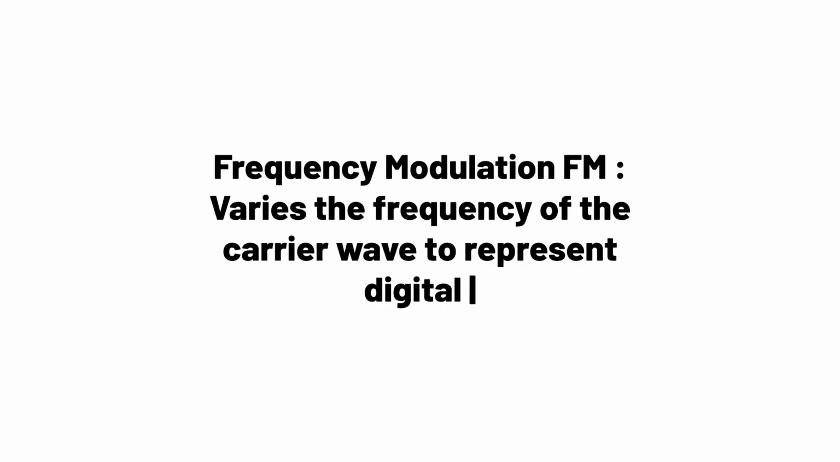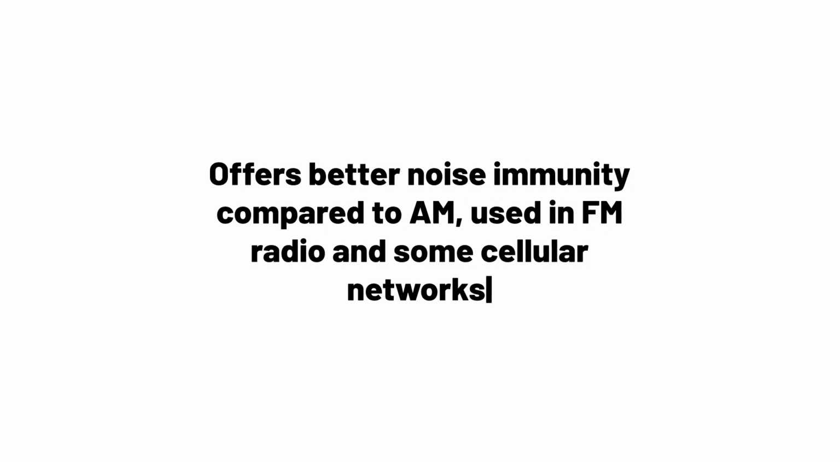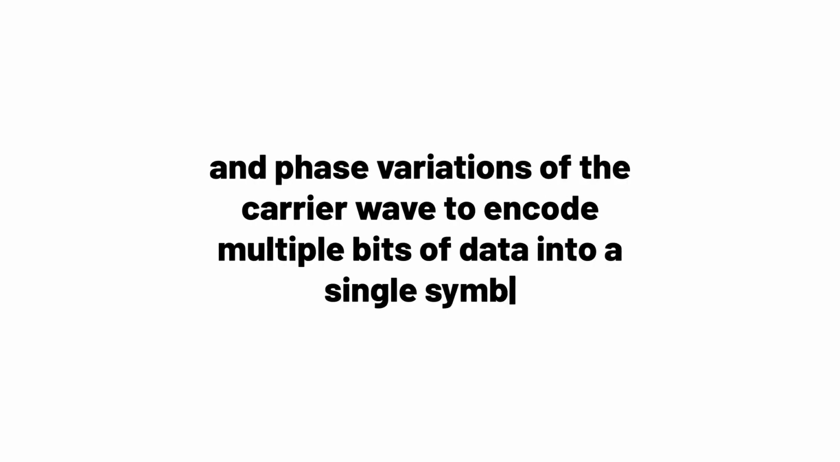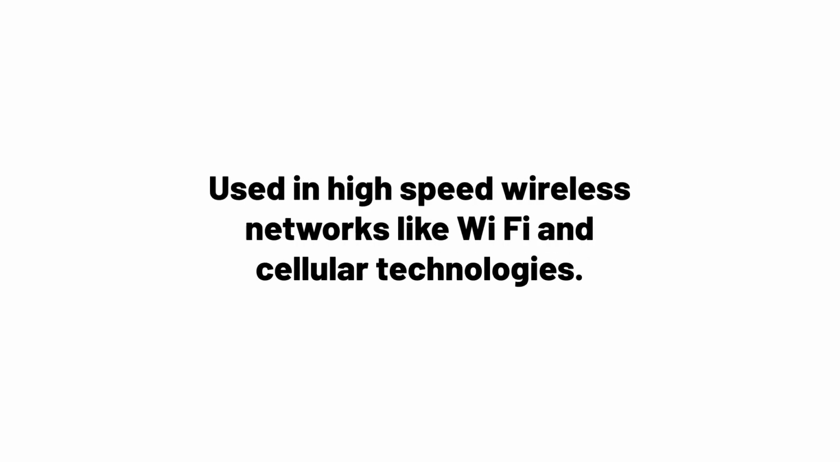Frequency modulation. FM varies the frequency of the carrier wave to represent digital data. Offers better noise immunity compared to AM. Used in FM radio and some cellular networks. Quadrature amplitude modulation. QAM combines amplitude and phase variations of the carrier wave to encode multiple bits of data into a single symbol. Used in high-speed wireless networks like Wi-Fi and cellular technologies.